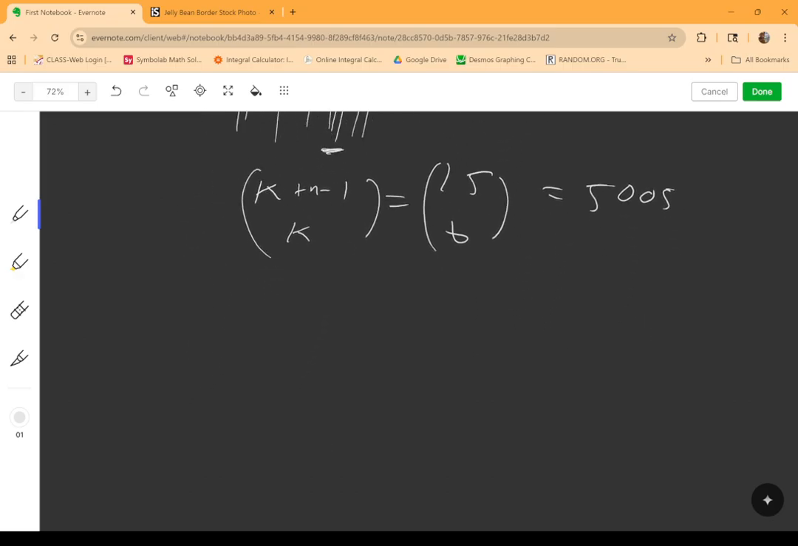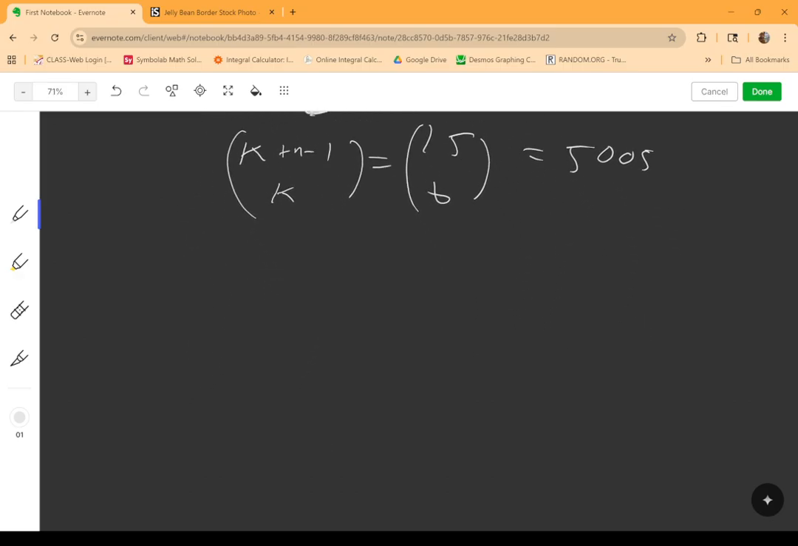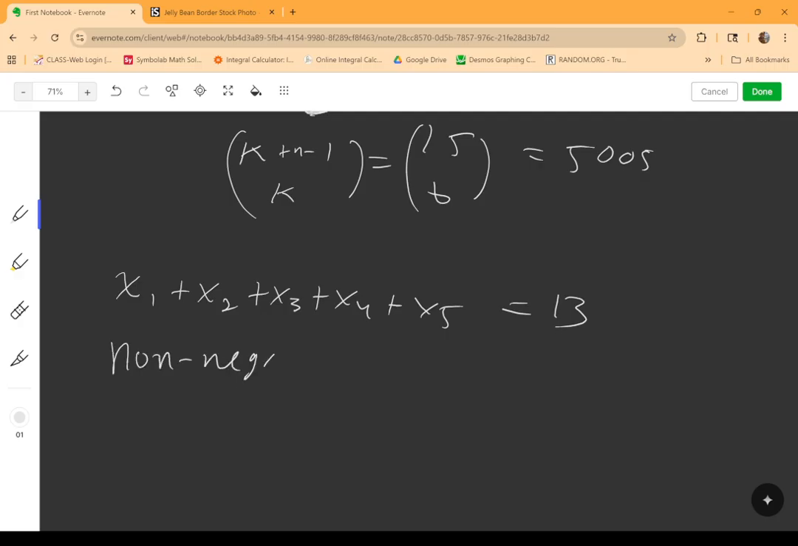Now another interesting way to think of some of these problems is, let's say we had an equation, and I want to find non-negative integer solutions to the equation up here.